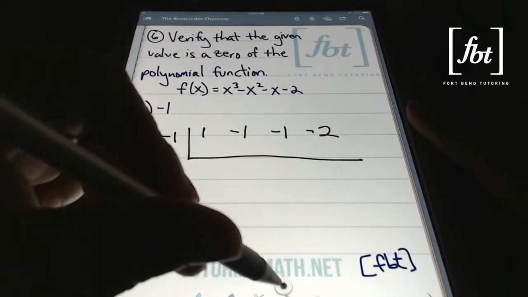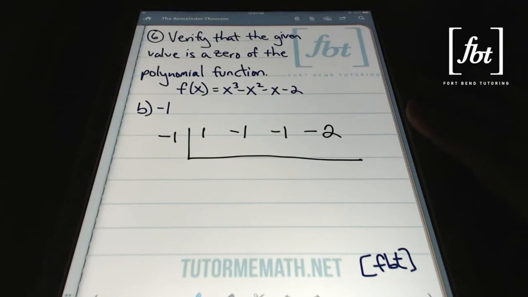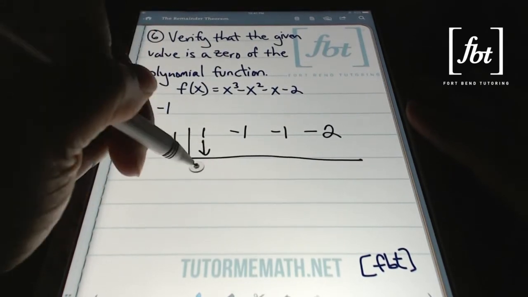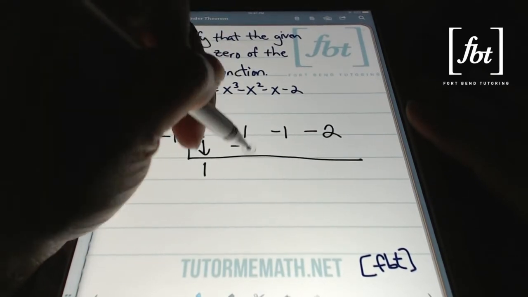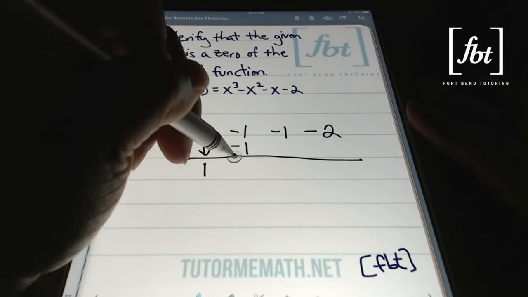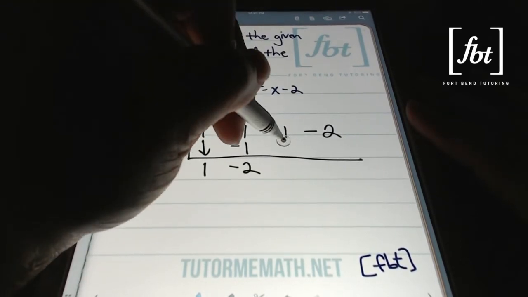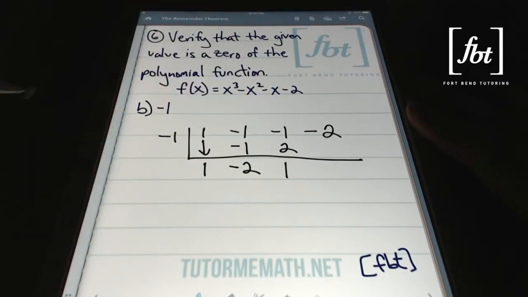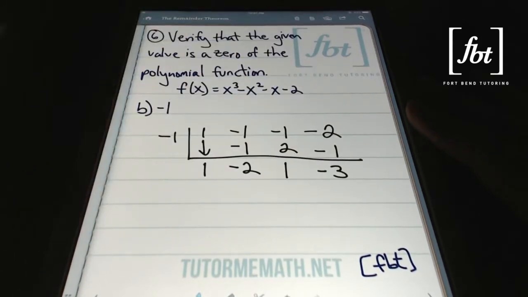I don't know about that negative sign right there. Let's go ahead and fix that. There we go, a lot bolder negative. Bringing down the first value of 1, we'll multiply. -1 times 1 gives us -1. Combining those values, you'll end up with -2. Multiplying -1 and -2 gives you +2. That gives you a value of 1. Then multiplying -1 times 1, you end up with -1. And your result here is -3, not 0.